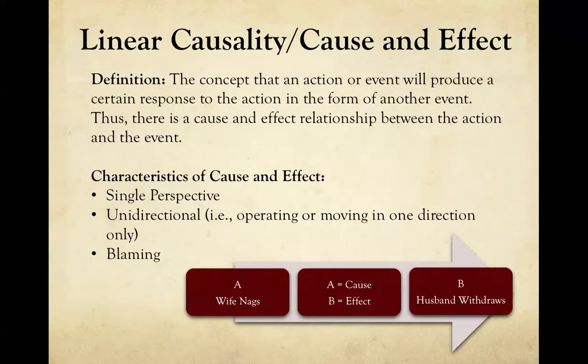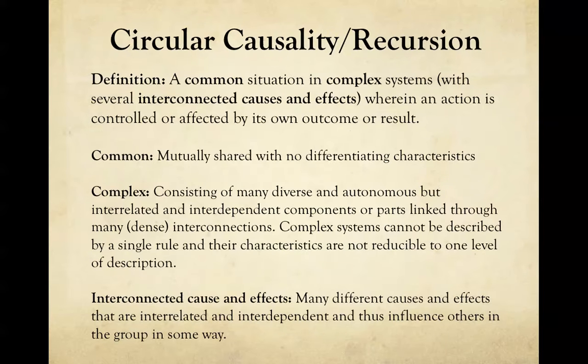So it's easy to look at this unidirectional single perspective of this interaction and say, if only the wife would stop nagging, the husband would stop withdrawing, right? So the wife is responsible for the husband withdrawing. She's to blame for his behavior. And if we remove the cause, her nagging, we won't have the same effect, right? So that's the linear or cause and effect perspective.